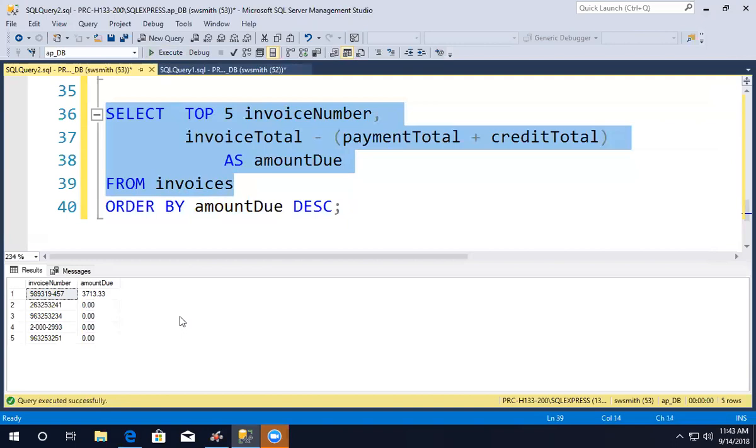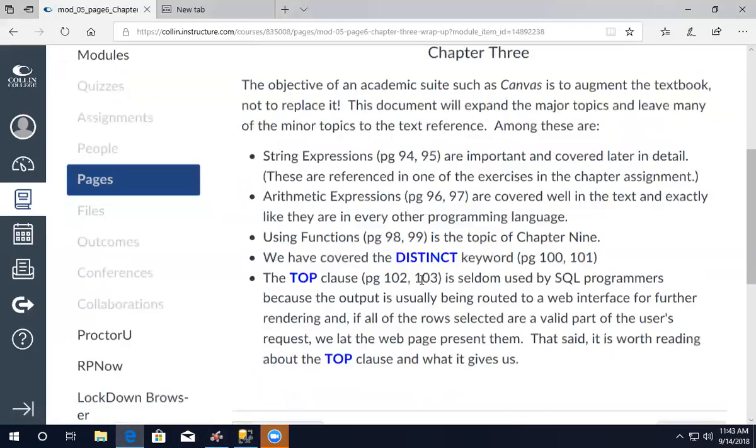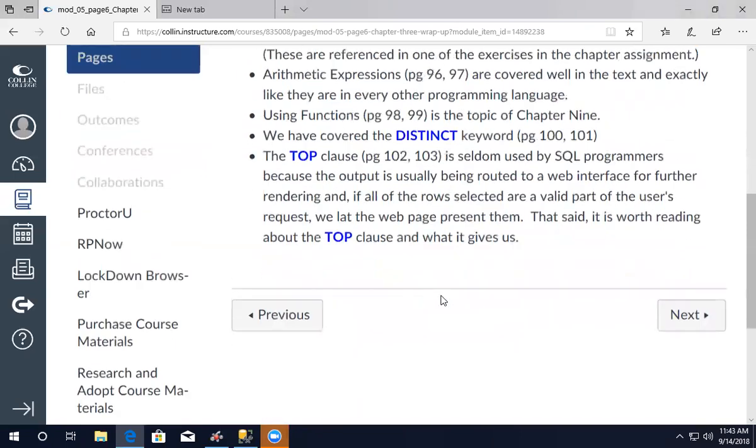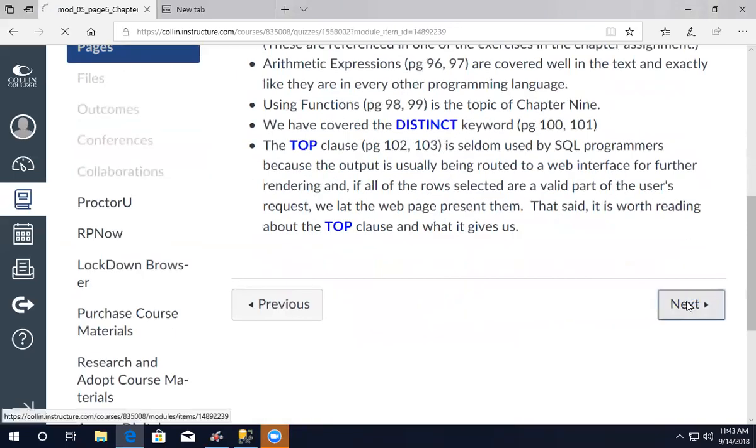That's not something we do much, but top is covered in the textbook, so I'm just going to wave my hands at it there. Top clause, page 102, 103. I say it is seldom used by SQL programmers. It's worth reading about it. Okay, so I'm going to let you do the reading in the text on some of this. And with that in mind.